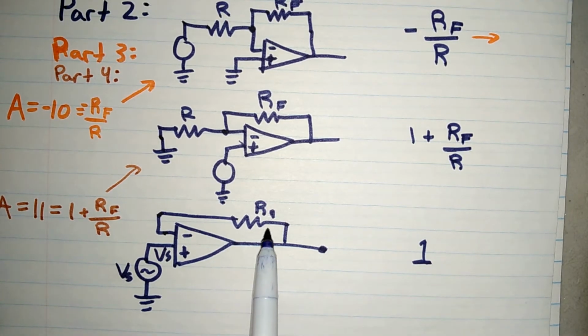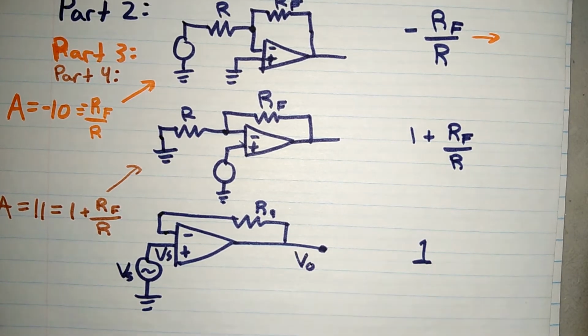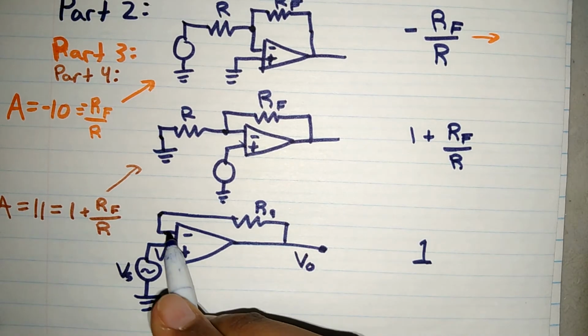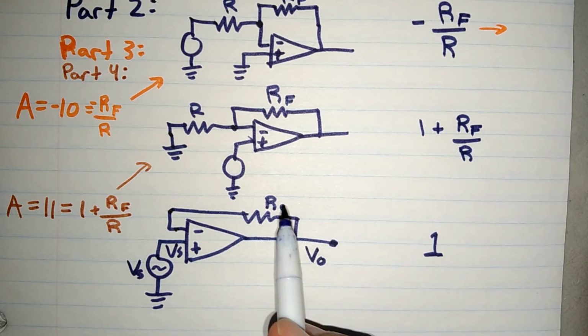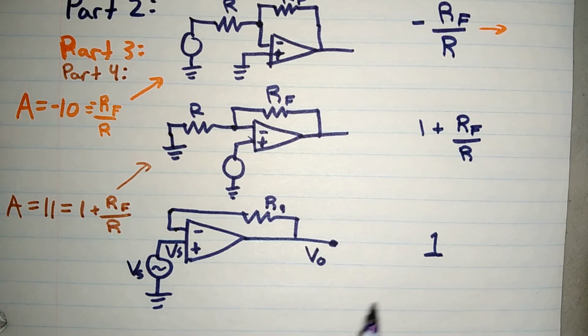If that's the case, then Vs is equal to V out, because there's no voltage drop across this resistor, regardless of what resistance value you put there. And so the gain is 1, V out is equal to V in.